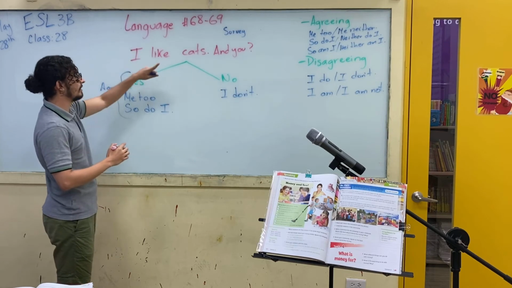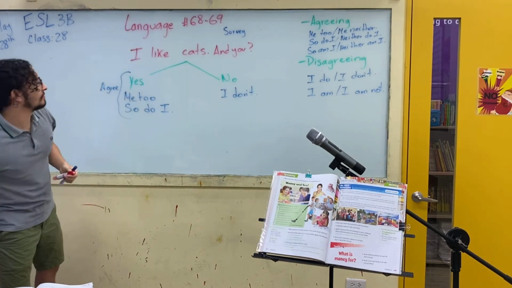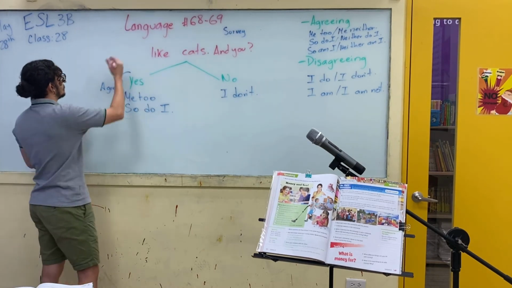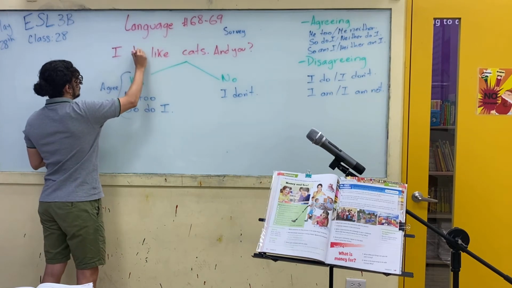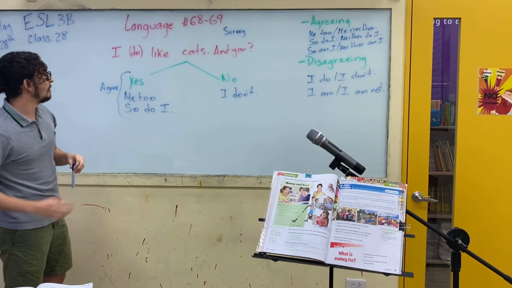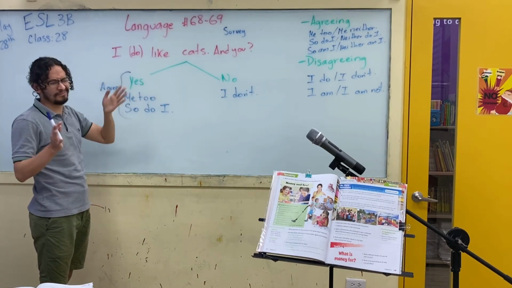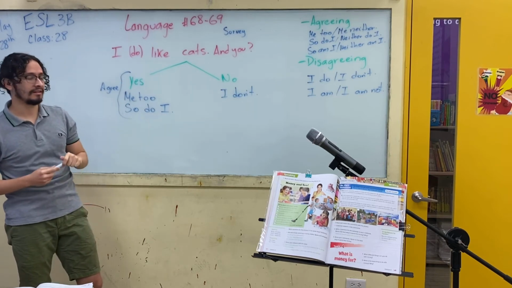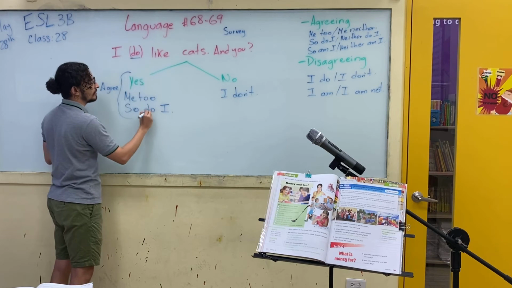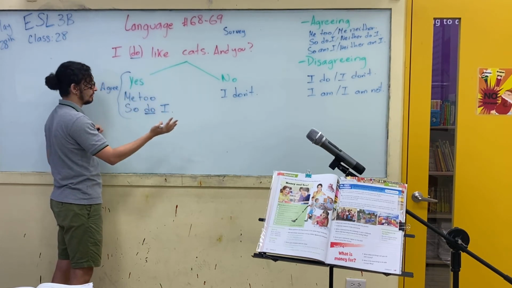So if I say I like cats, the proper way of writing it should be I do like cats. I do like cats. But most of the time, you will only say I like cats. So we know do, you don't need to put it in there. Because do should be here, we can use do when we are answering back.